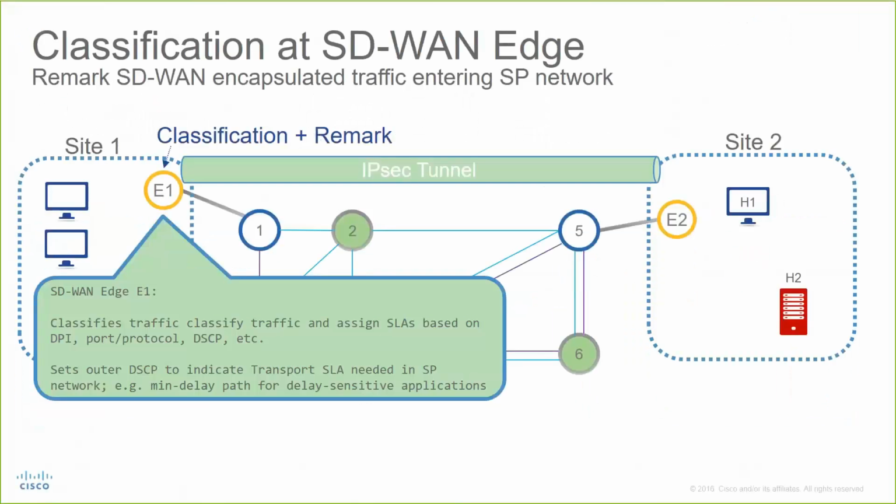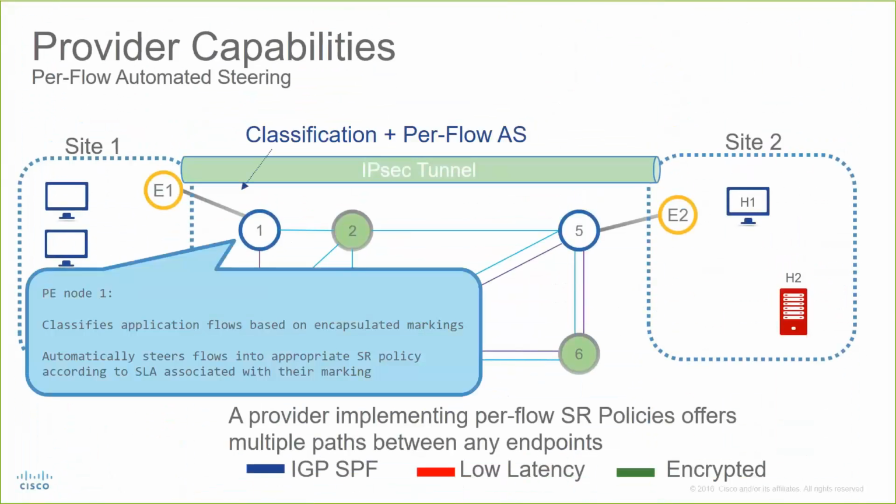In the first step of the solution, the SD-WAN edge router classifies traffic according to customer requirements and remarks the outer DSCP to indicate the desired transport SLA. Next, the service provider ingress PE with per flow automated steering classifies encapsulated traffic according to its markings and then steers it into corresponding SR policies.